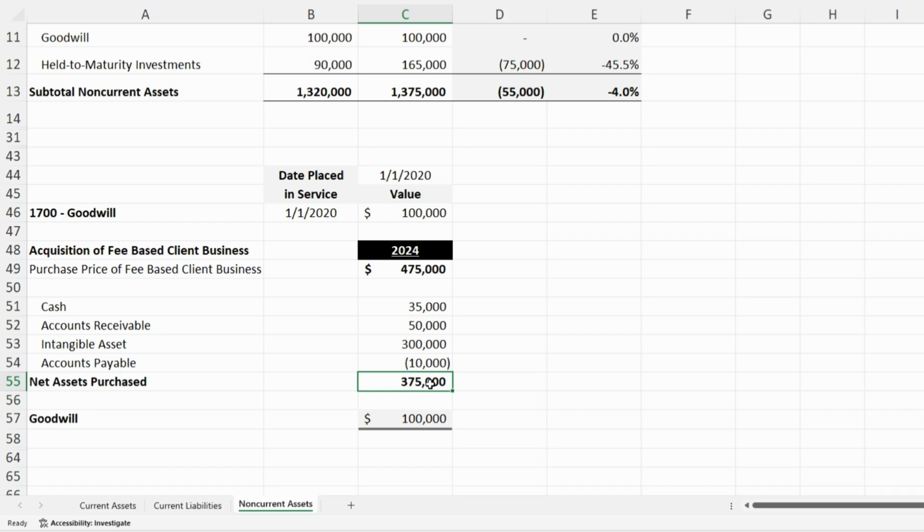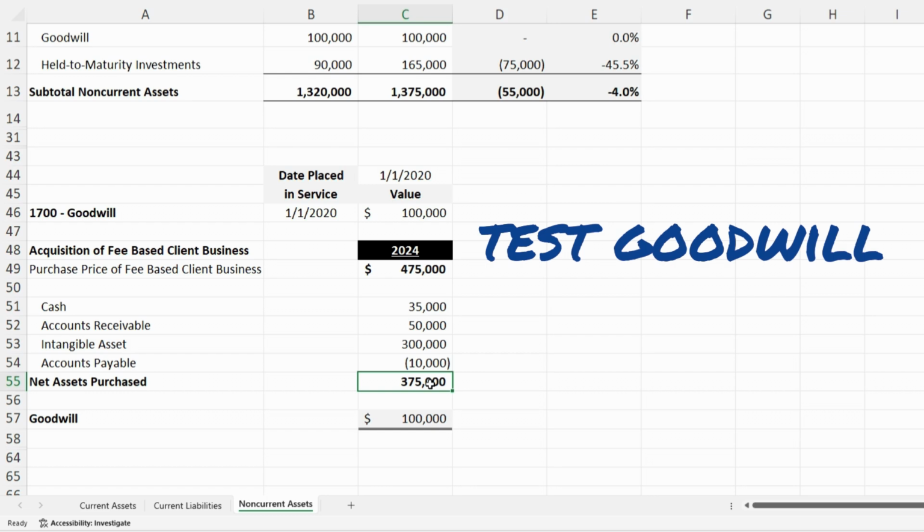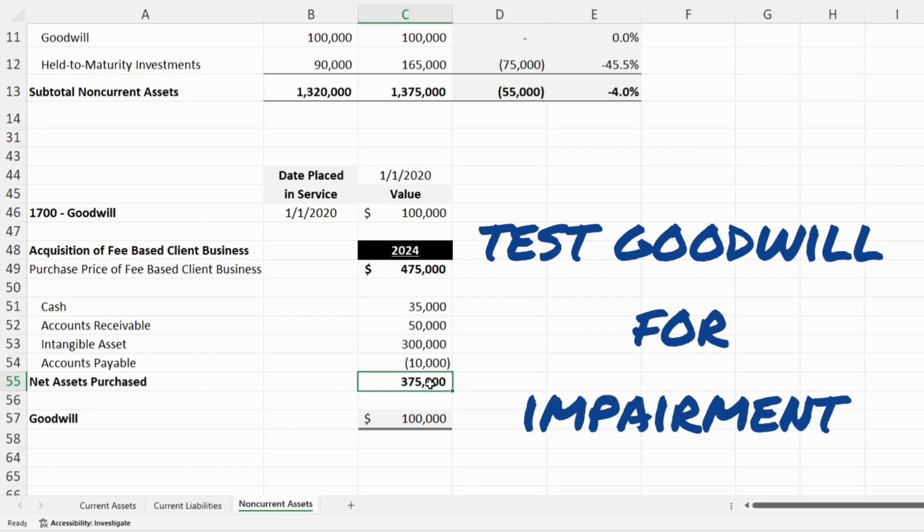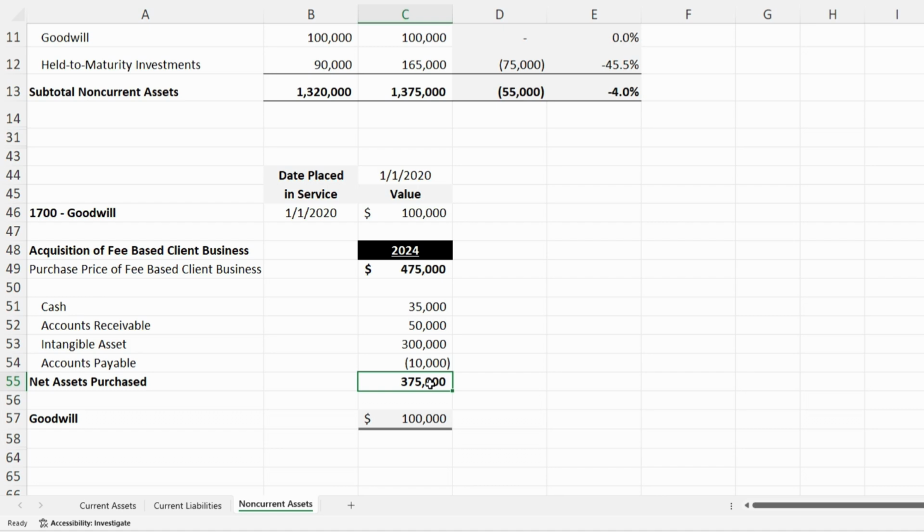Now, later down the road, you determine maybe this was a bad acquisition, and that goodwill does not have any value to you anymore. In that situation, this is what you do with goodwill. You test it for impairment each year. And if you find that your goodwill, the acquisition of this business, is impaired, then you'll take that $100,000 or whatever the impairment is onto your income statement and take it off the balance sheet.